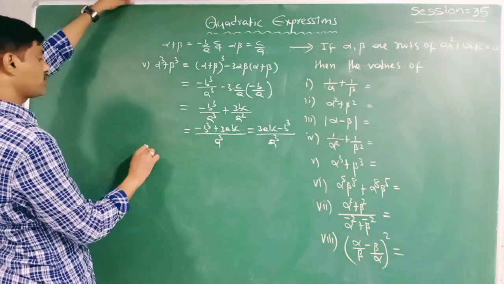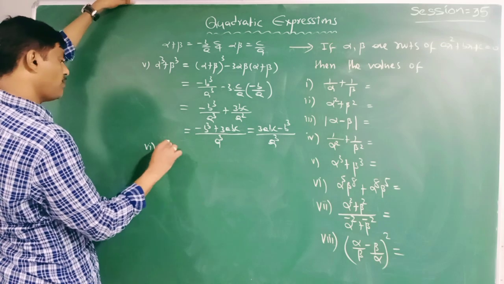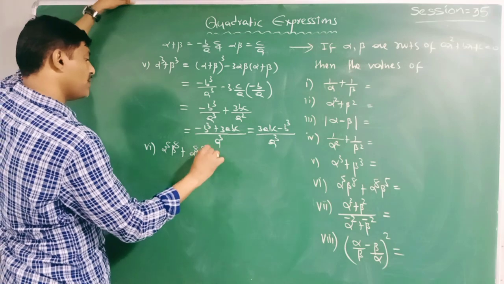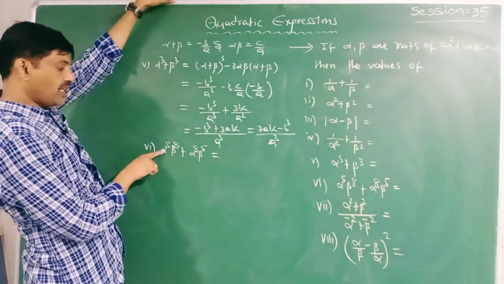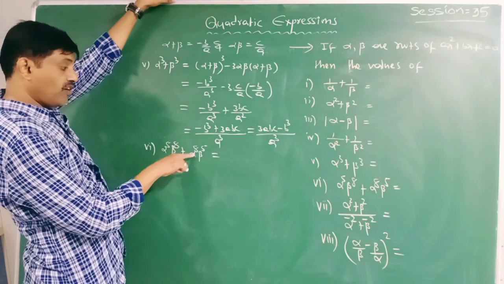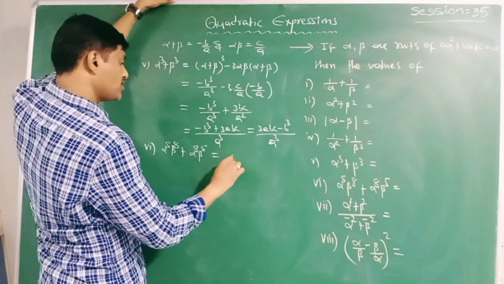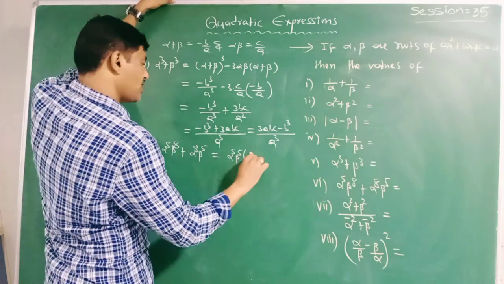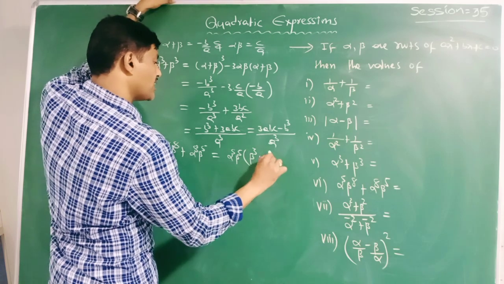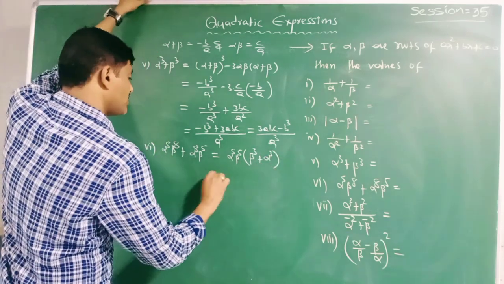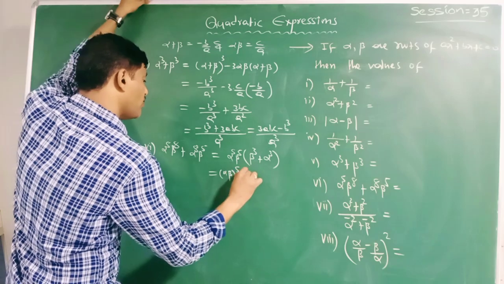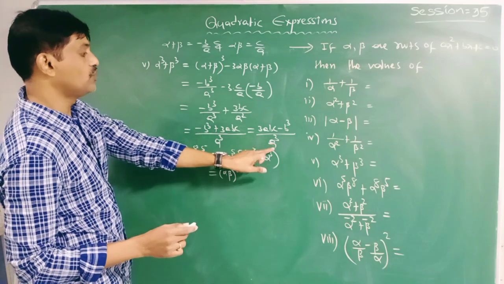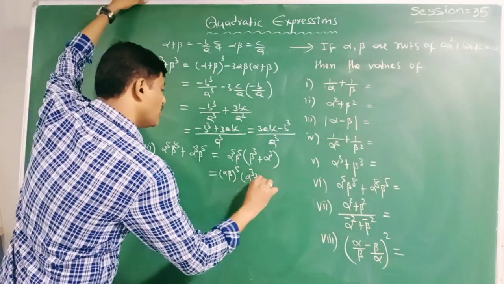Next, move on to the next question, which is alpha power 5 beta power 8 plus alpha power 8 beta power 5. Here alpha power 5 beta power 8, here alpha power 8 beta power 5. What is common? Alpha power 5 beta power 5 is common here. Yes, we are getting beta cube here, and alpha cube here. This is nothing but (alpha beta) whole power 5 times alpha cube plus beta cube, which we already got as 3abc minus b cube by a cube.